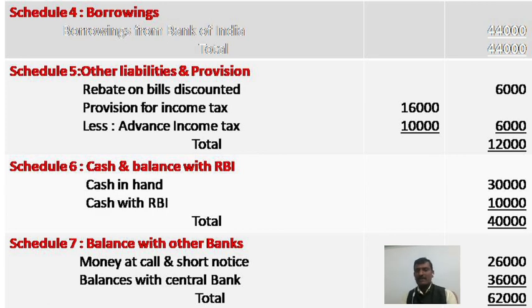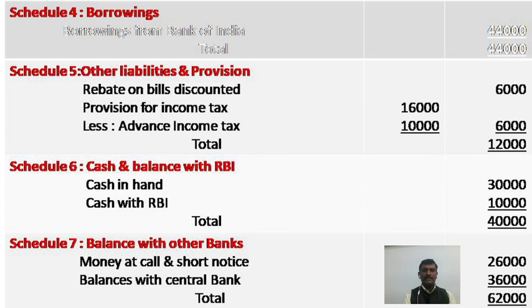And as far as rebate on bills discounted is concerned, it is an adjustment item. So it is taken once in the other liabilities and provisions and another in the provisions and contingencies. So now let me go for schedule number 6, cash and balance with Reserve Bank of India. In the problem they have given two important items. One is cash in hand, as well as cash with RBI. Then the total is rupees 40,000.